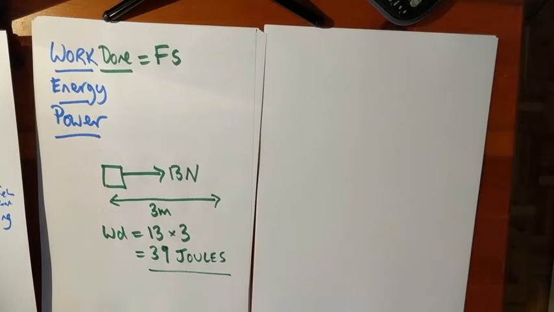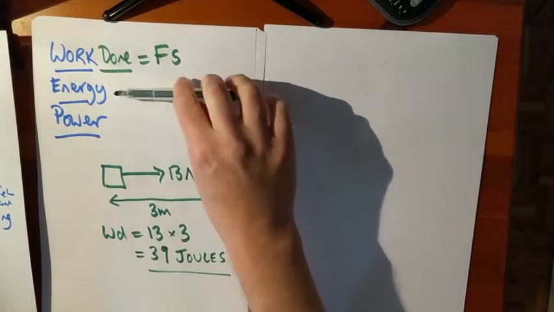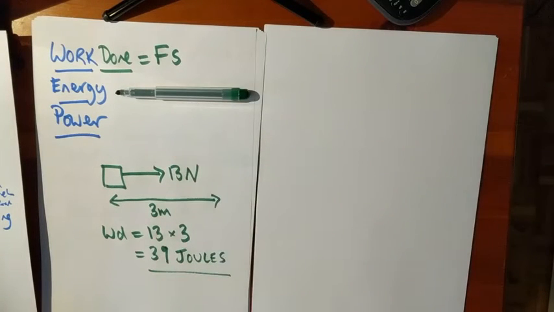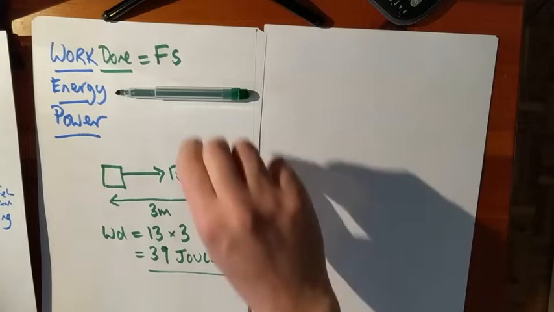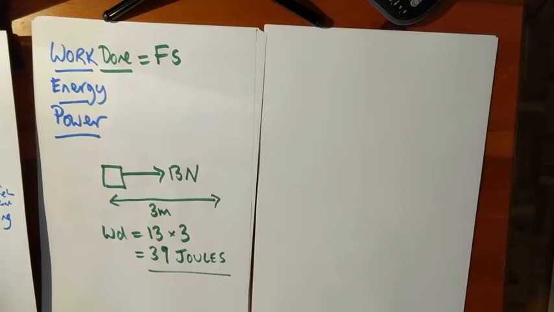Joules is a measure of energy. It's the SI units for energy. And energy can be lots of different types of things. You can have kinetic energy, you can have potential energy, you can have work done, which is a type of energy, you can have heat energy, you can have light energy. And we're going to use the term energy to describe mostly 3 different things: work done, kinetic and potential.